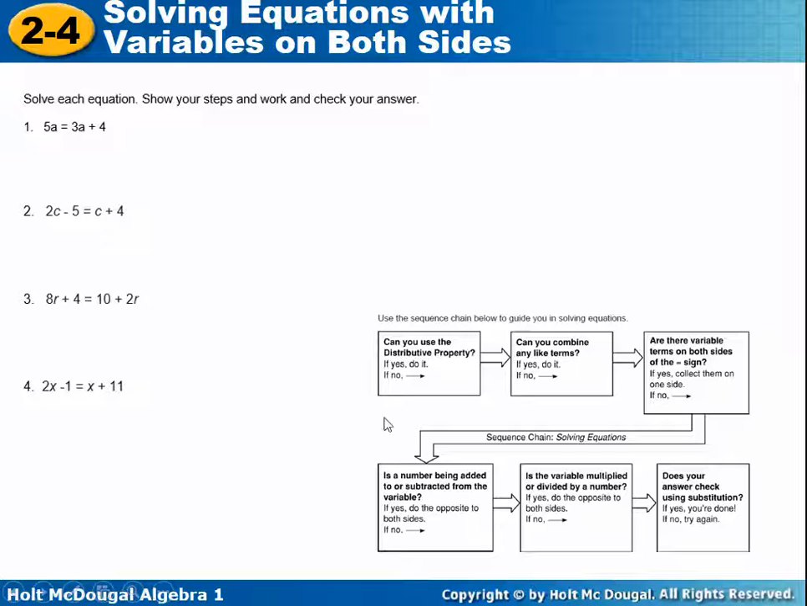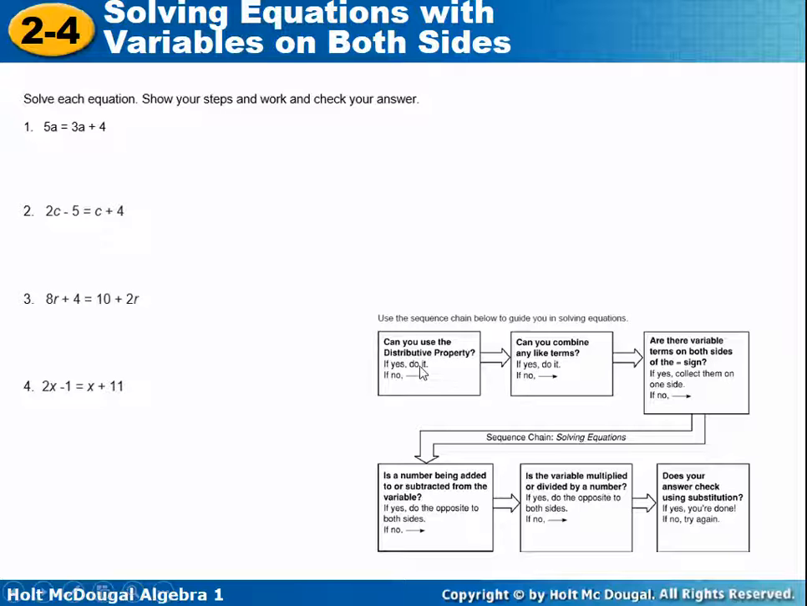So on your worksheet, there's, I think, 5 or 6 problems where you're going to do problems just like that. Here's 4 of them. I put the chain on here so that we can kind of check as we go what we need to do. So let's do number 3 together. In number 3, let's check.